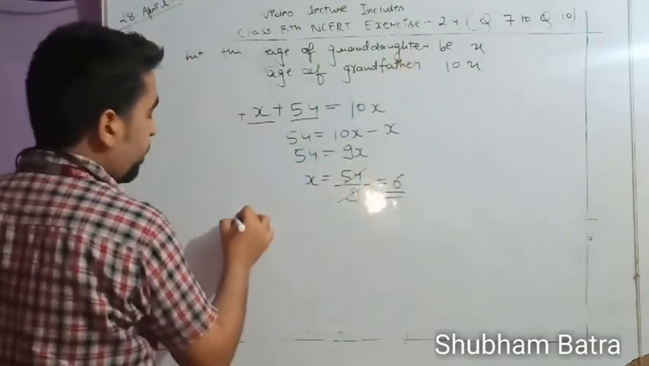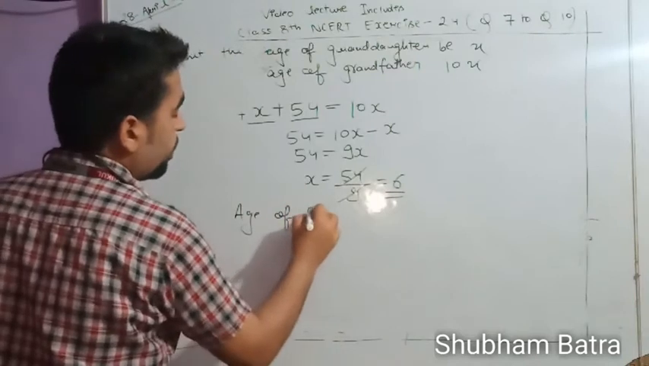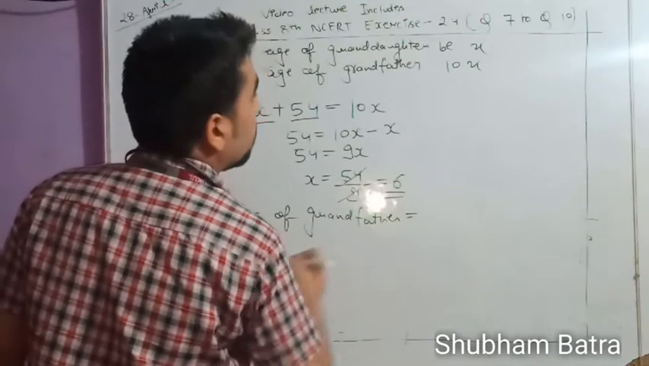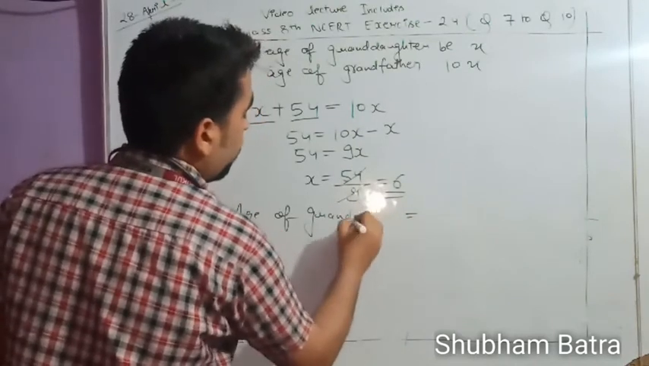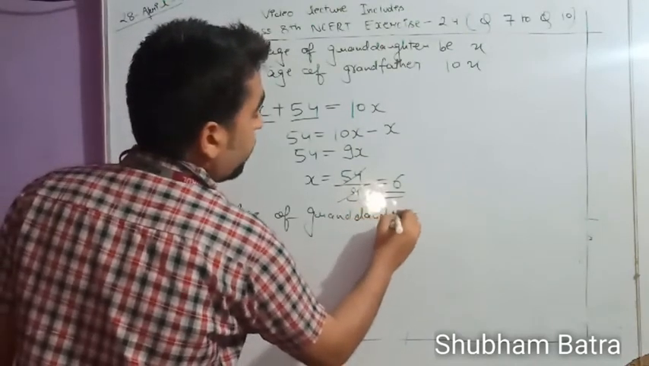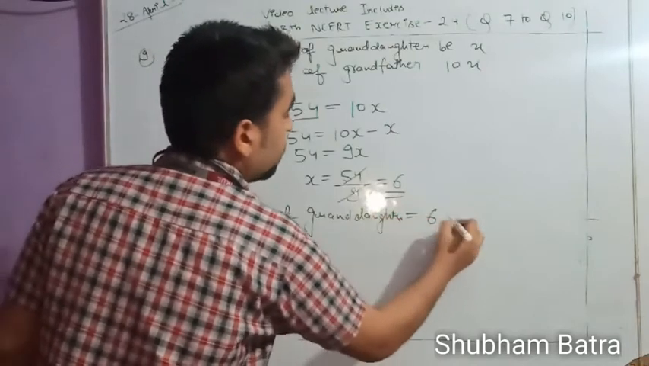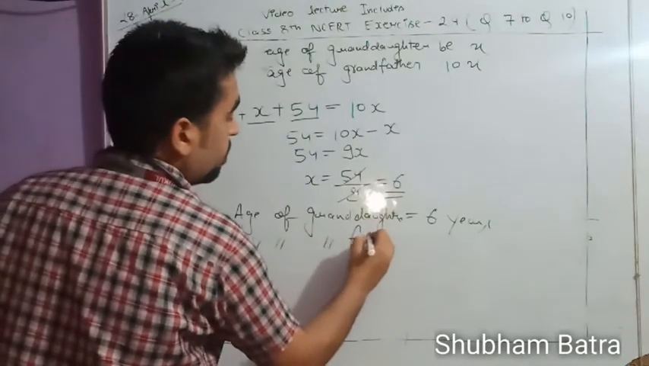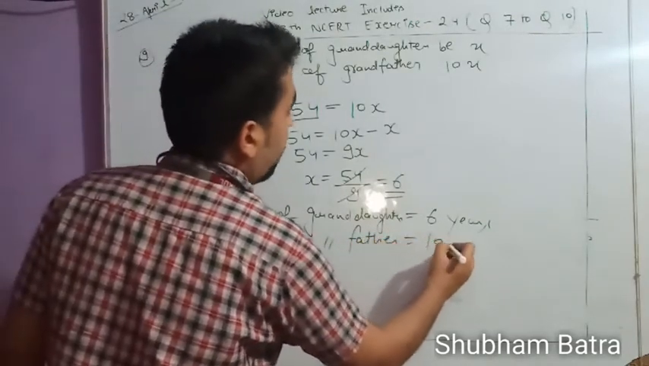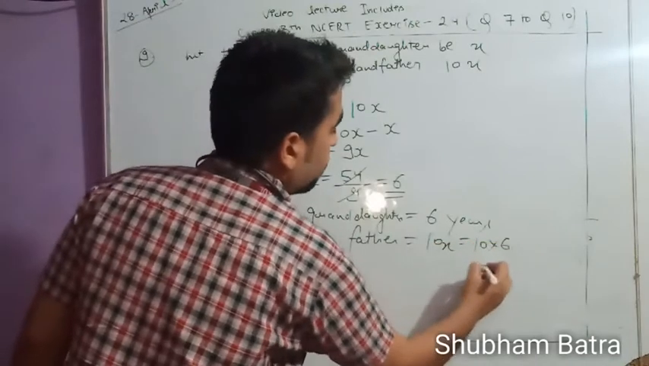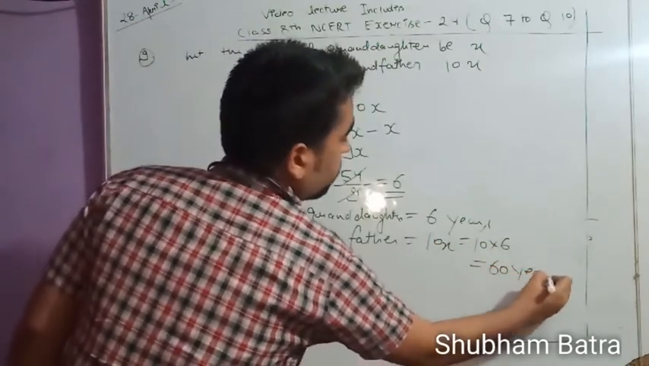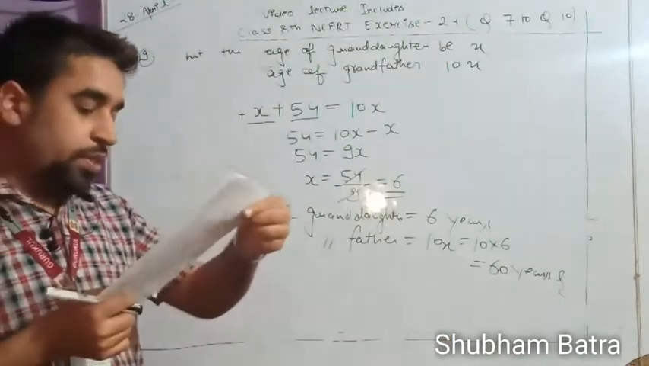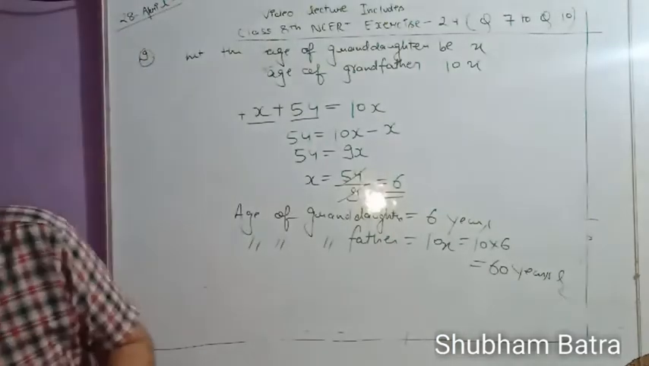Now substitute the value. The age of the granddaughter that we assumed as x will be 6 years. And the age of the grandfather we assumed as 10x, so that will be 10 into 6, 60 years. So this is going to be the answer. I hope you understood this. Now students, we are going to solve question number 10 for you.